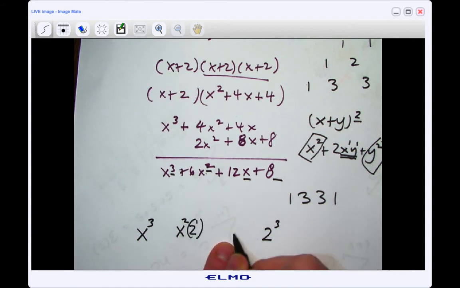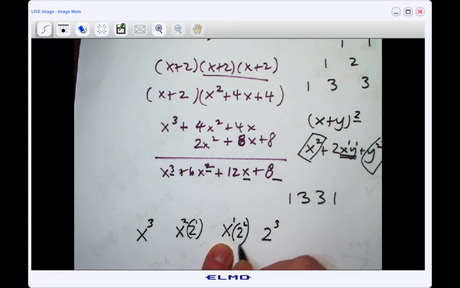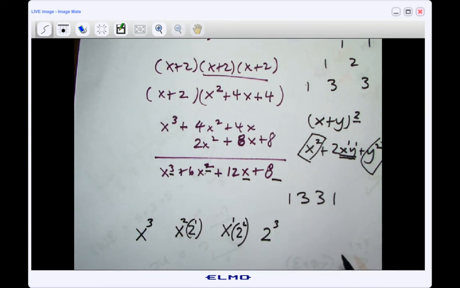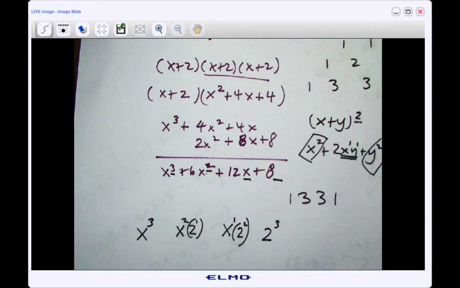And this one here will go down 1 more. This will be x to the first, and we'll have a 2 squared here. Okay? But that won't be all that I'm going to have. So these are my terms. I'm starting to write out my terms. I'm also going to have these numbers from the triangle.